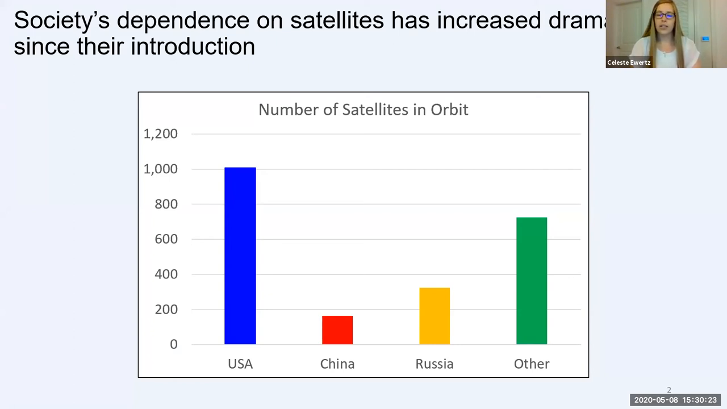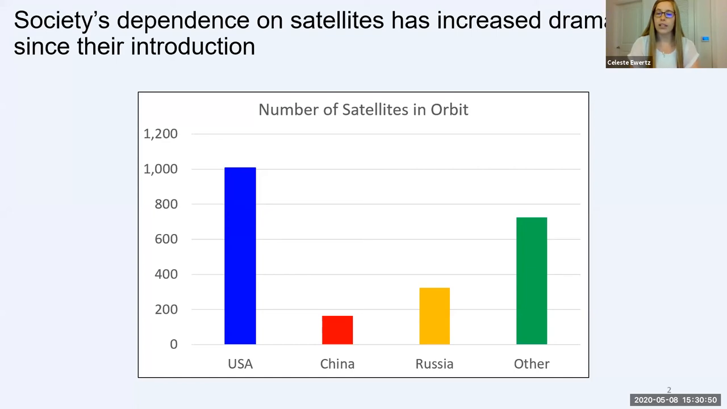Of these 2,000, the U.S. owned about 1,000 of them, which greatly outnumbered the rest of the world, as you can see here on this bar chart. Our large number of satellites in orbit means two things. One, our society is becoming increasingly dependent on these satellites to perform our daily tasks. And two, with this increasing dependence, our satellites are becoming more prone to attack by non-allied nations.